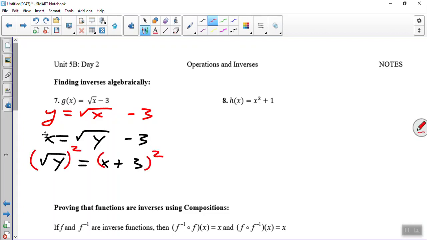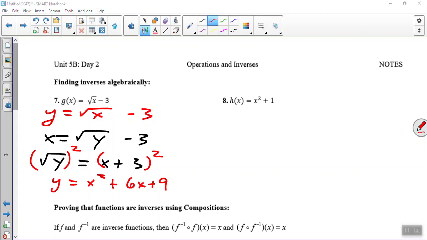You got to be really careful with this. You're squaring the whole side. All right? And this does not mean x squared plus 9. You have to FOIL that now. So you get y equals x squared plus 6x plus 9.